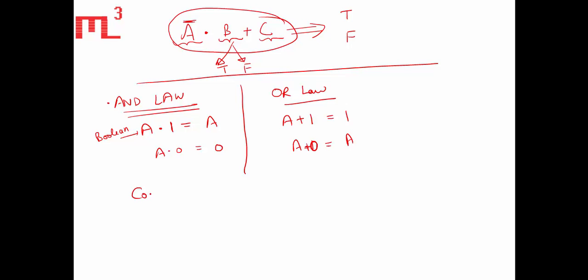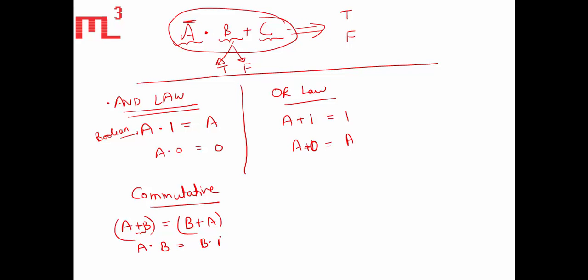There is one law called commutative law. Commutative law says A plus B. This is an example. This can be any operator. A operator B is B operator A. This is your commutative law. Or one more is there, A or B is equal to B or A. Sorry, A and B is equal to B and A. So your OR operator, AND operator, all these operators are your commutative operators. This is your commutative law.